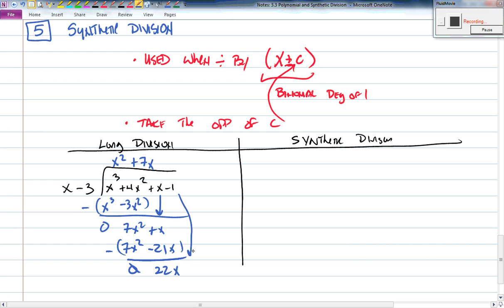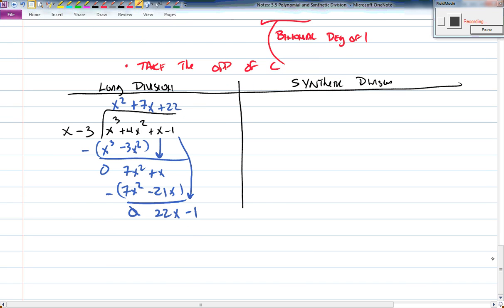I'm doing this one kind of fast. Am I doing it right, you guys? Oh, yeah, okay. x goes into 22x how many times? Positive 22. And that would give me 22x, and then minus 66. So I'd get nothing there, and then negative 1 plus 66, how much is that? 65. So my remainder is 65.